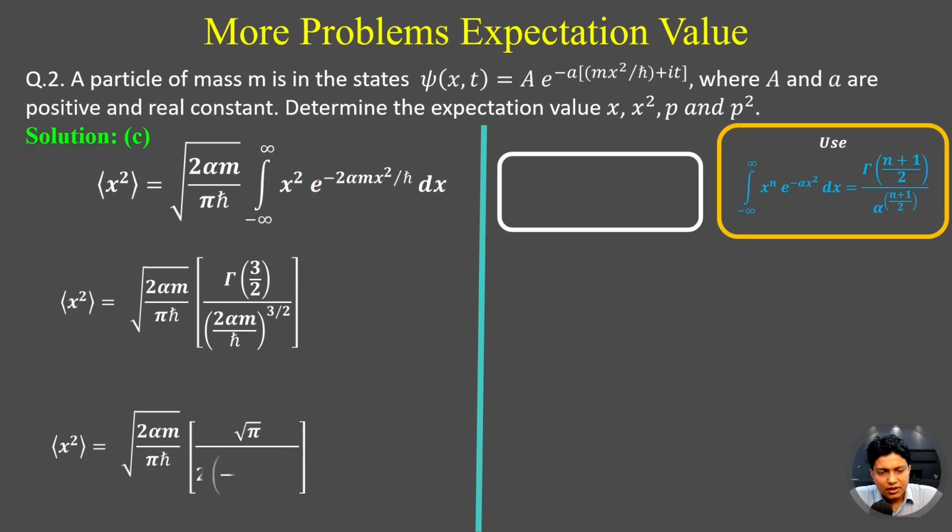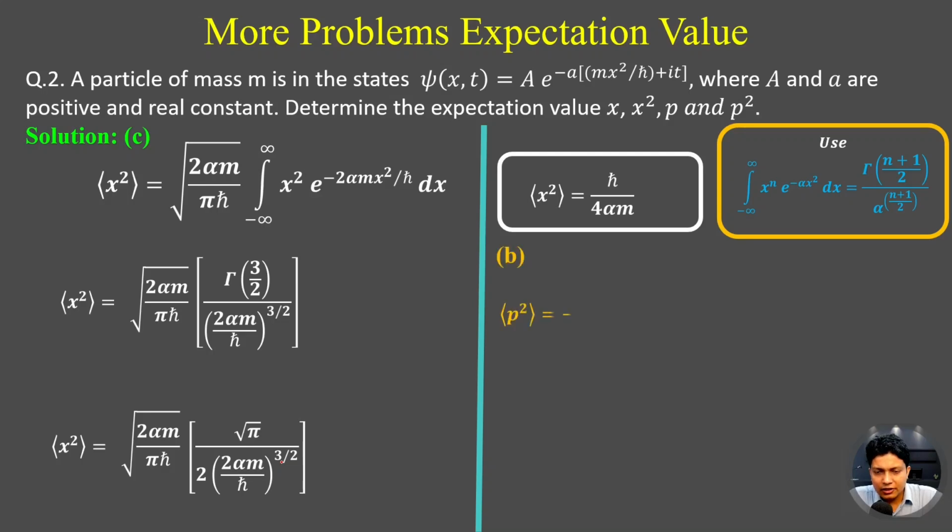After solving this, the expectation value of x square is equal to under root 2 alpha m upon pi h cut, times 1 by 2 into root pi, upon (2 alpha m upon h cut) power 3 by 2. So after solving this, we get the expectation value of x square equal to h cut upon 4 alpha m.